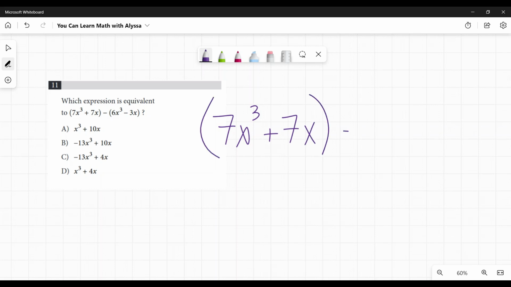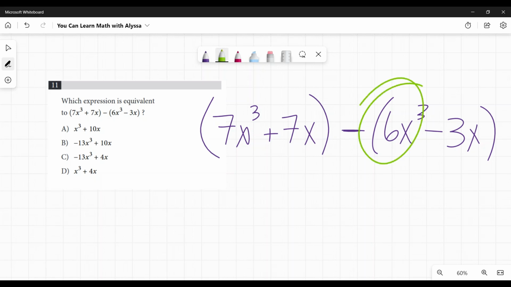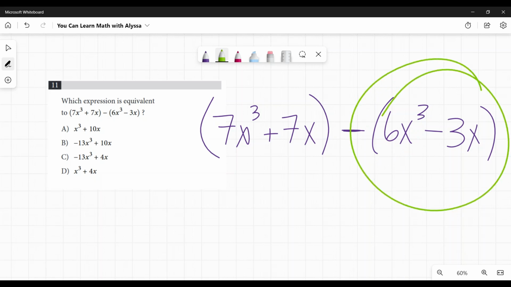They have this first part in parentheses. It doesn't really matter that that first part is in parentheses. It definitely matters that this second part is in parentheses, because it's not just saying minus 6x cubed. It's saying minus all of that.